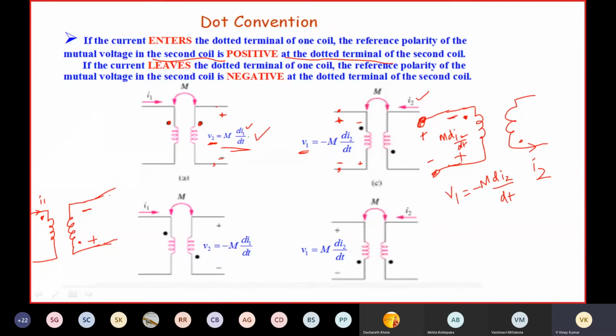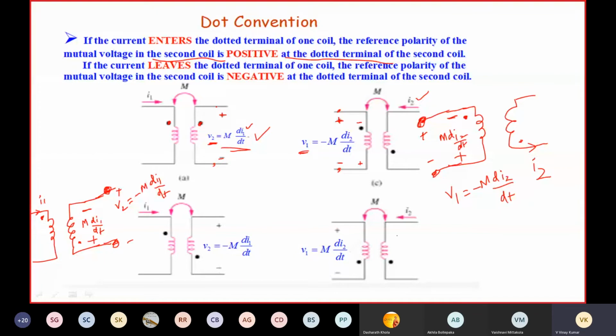You are collecting voltage at this point. The induced voltage will be M di1 by dt because of current flowing through coil 1. So M di1 by dt. We are collecting voltage at this point with respect to this point. This will be plus, this will be minus, so we are collecting voltage at this point with respect to this point. Then V2 would be equal to minus M di1 by dt. Okay, that's why it is written like this. V2 is equal to minus M di1 by dt.